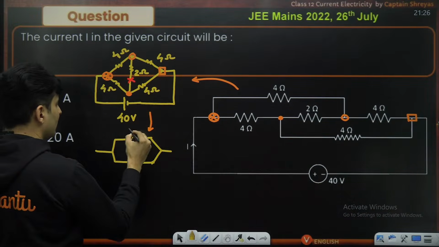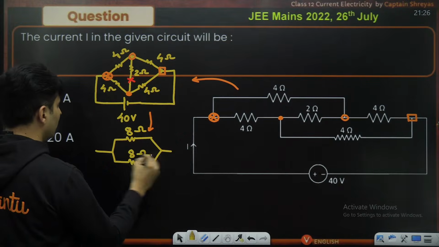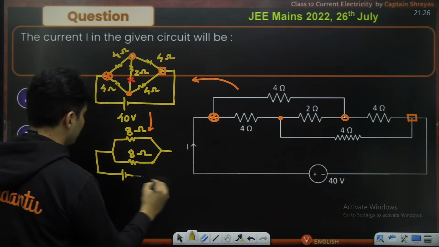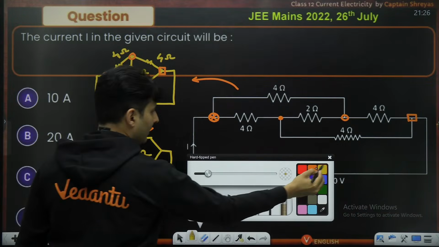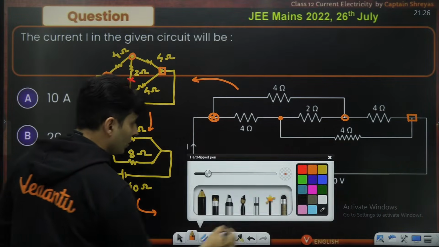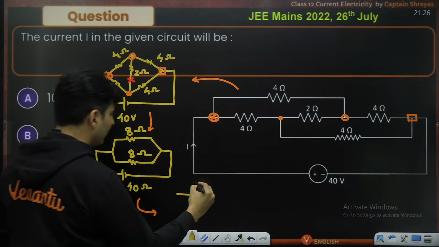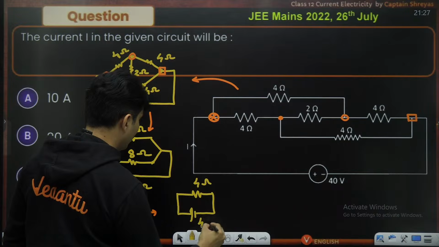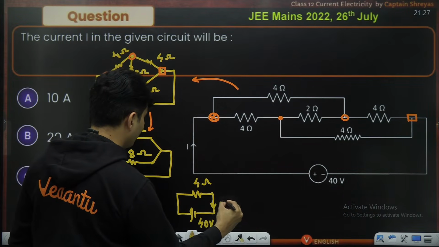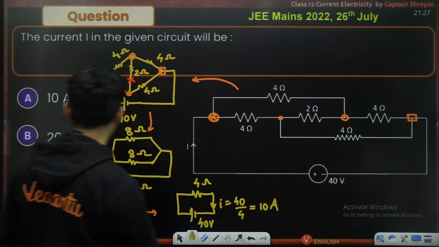4 and 4 is basically 8 ohms. This 4 and 4 is also 8 ohms. And this battery is there, which is of 40 volts. So further reducing it to a simple circuit, both these 8 ohms are in parallel. So 4 ohms and just one single battery of 40 volts. So what will be the current? Voltage by resistance, which is 10 amperes.